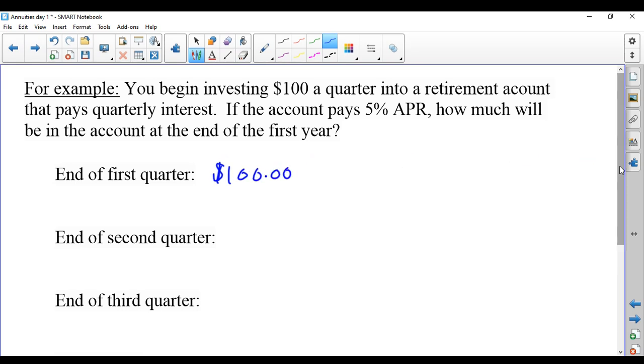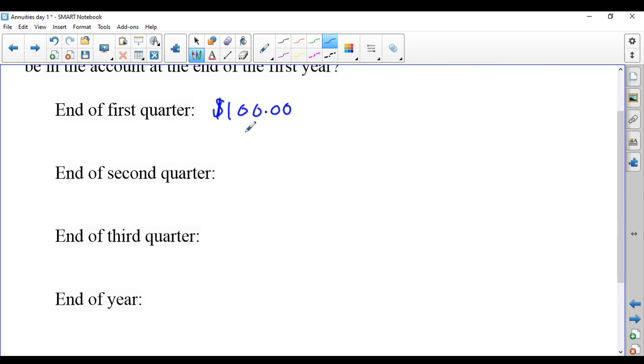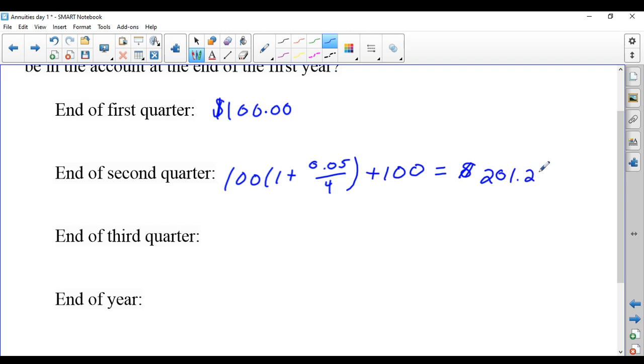And then you continue working, and at the end of the second quarter, you're going to earn interest on that $100 that was sitting there. So $100 is going to earn 1 plus its 5% APR, but since this is compounding every quarter, you would earn 1/4 of 5% for that quarter. And then also at the end of the second quarter, you would put in another $100 of your earnings. When we put this in the calculator, we see that at the end of the second quarter, you have a total of $201.25.